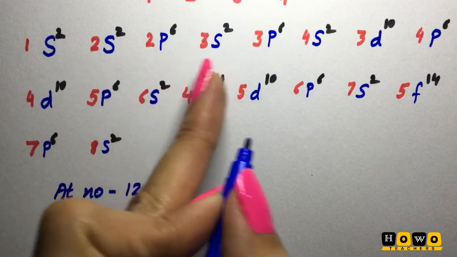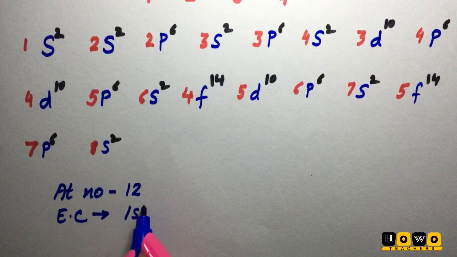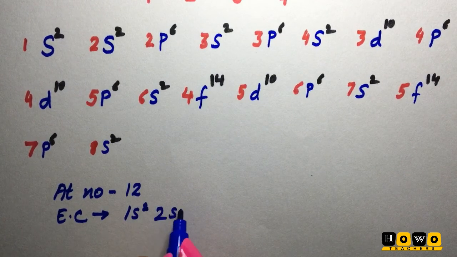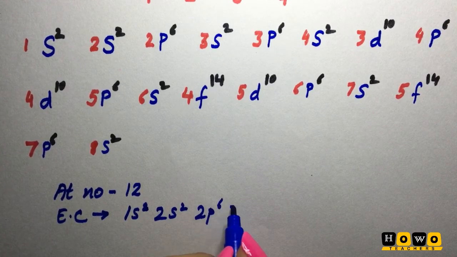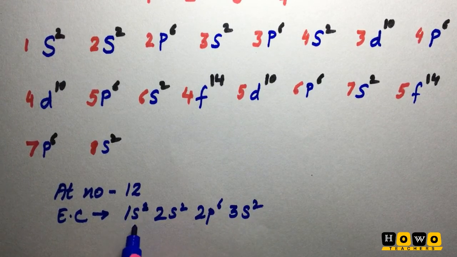So here from the beginning I am going to write 1s2, 2s2, 2p6, 3s2. So is it complete now? 10 and 2, 12. Yes, it's complete. So students, this is how you have to do this kind of electronic configuration.